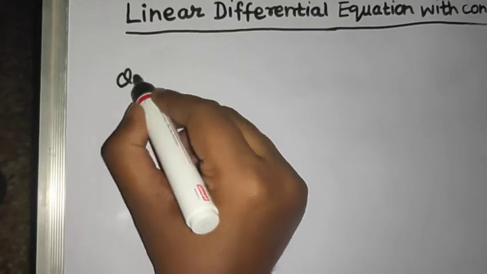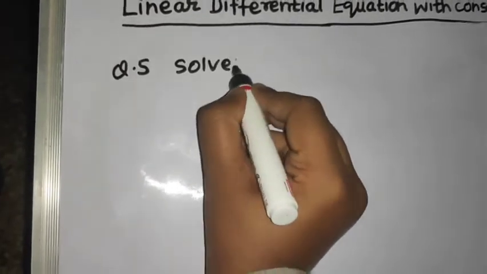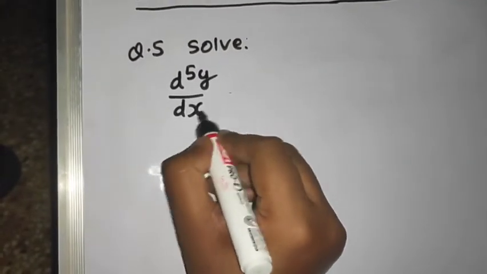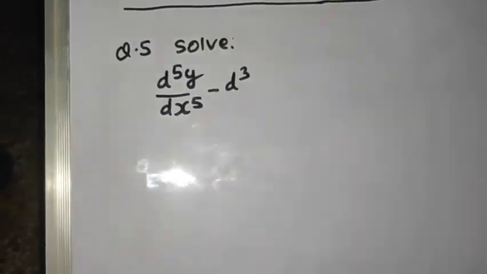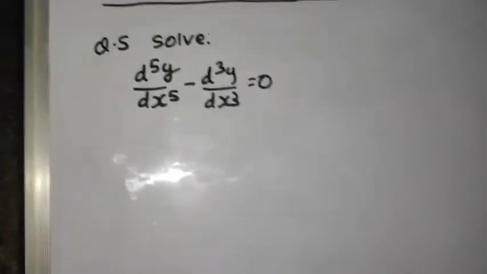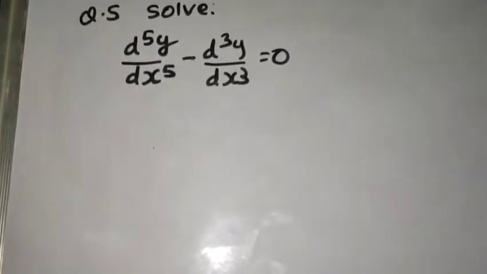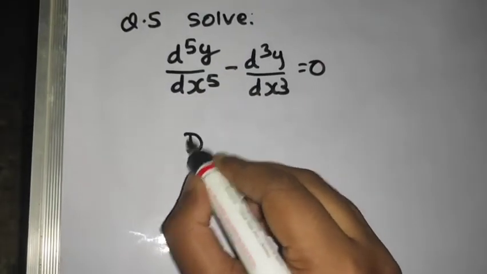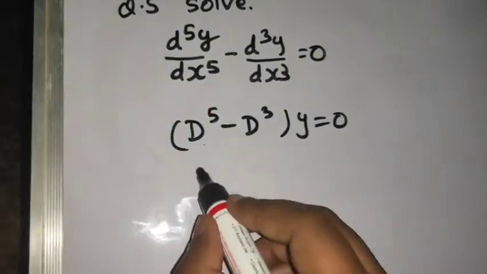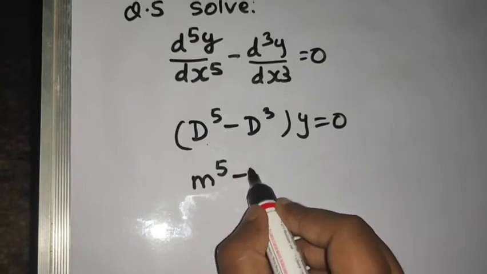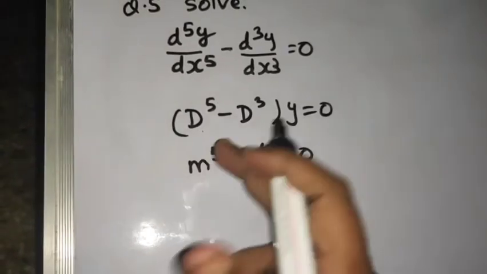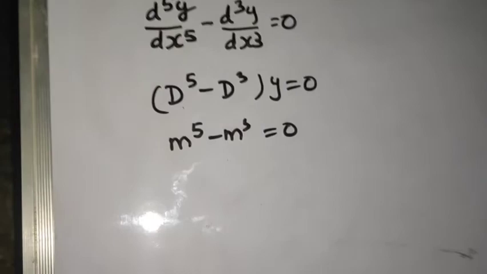Coming to question number 5, we need to solve d5y by dx raised to power 5 minus d cube y divided by dx cube equals to 0. In terms of D, this is D raised to power 5 minus D cube into y equals to 0. In form of m, we write m power 5 minus m cube equals to 0, because in the auxiliary equation we only need this converted in form of m and equated to 0. Now how to solve this?